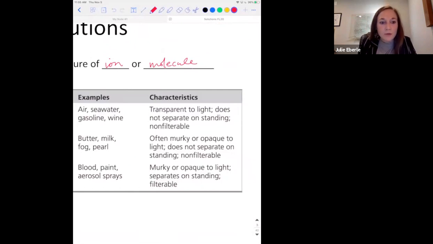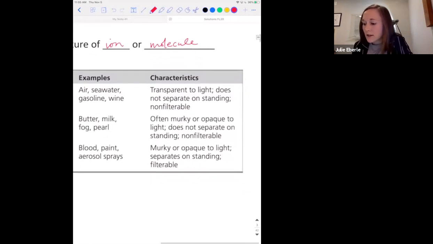Okay, Aaliyah says see through. Genesis says you can see through. Yeah, transparent to light. So it may not be colorless, but it's clear in the sense that you can see through it. Okay. It does not separate on standing. You can't filter anything out.